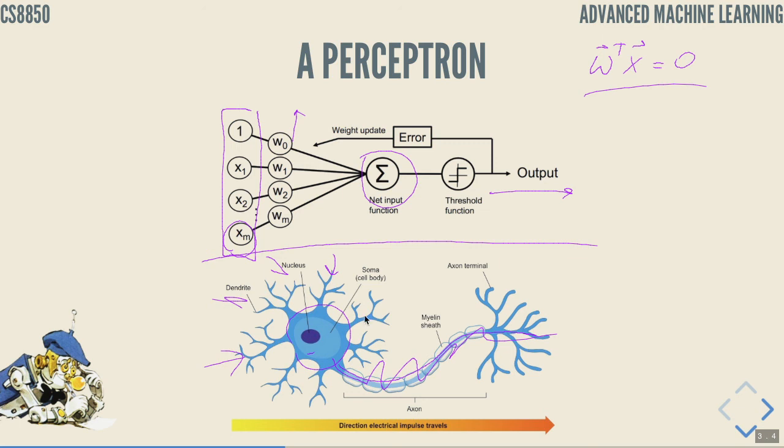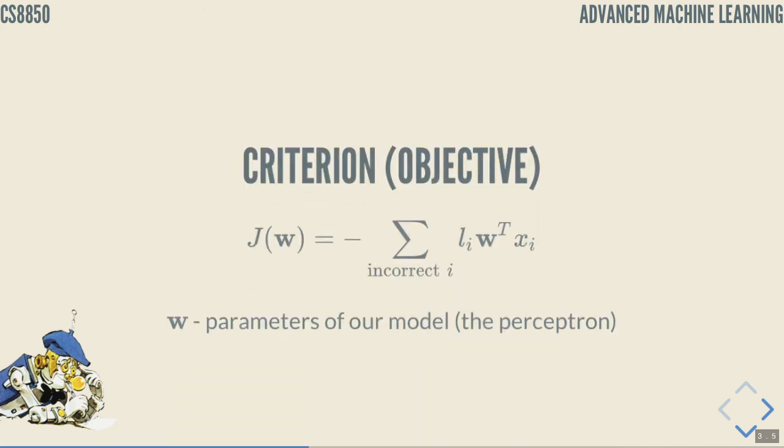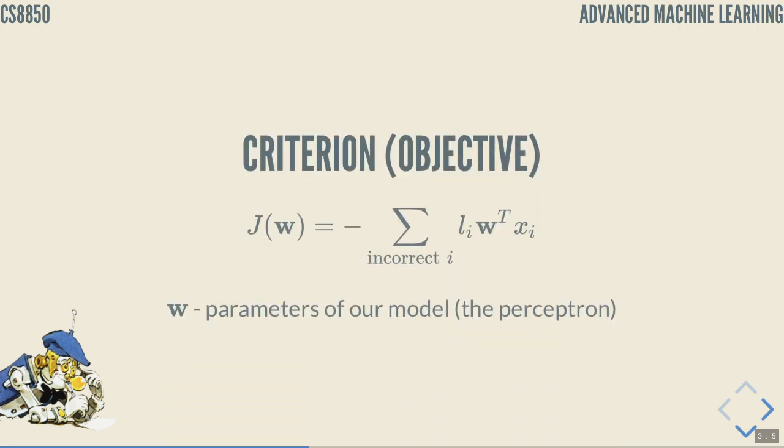Okay, so how do we optimize all of that? How do we learn, especially given that this is a non-differentiable function, and as I told you in one of the previous lectures, we are not going to use gradient descent. Well, first of all, we need some criterion or objective that we will optimize. And our criterion is this.